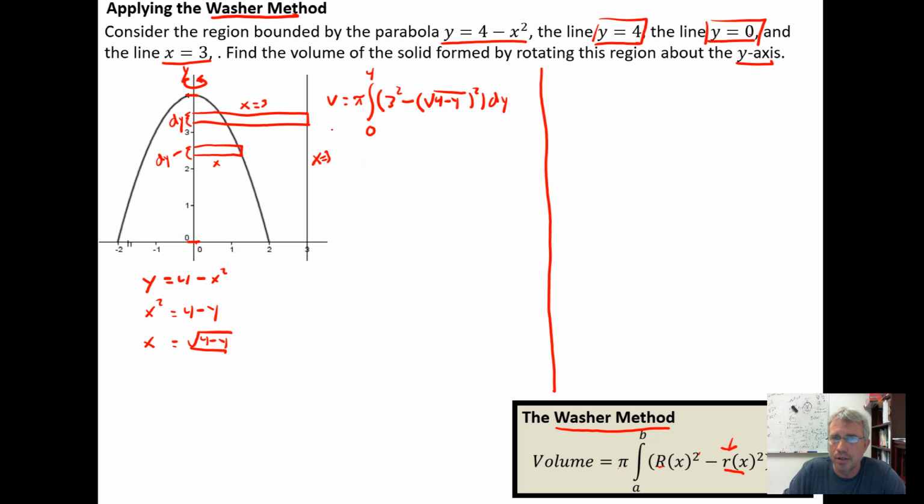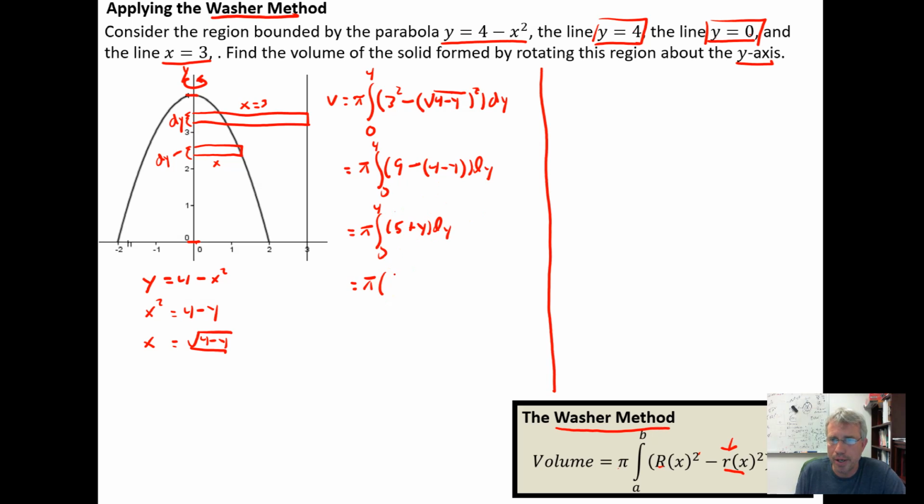And then it's just a matter of running the calculation through. So we get pi times the integral from 0 to 4. We can do some simplifying: 3 squared is 9, minus, and the squaring will cancel the square rooting, and distribute the minus sign into the parentheses and combine like terms. So we're going to get 9 minus 4 is 5, minus minus is plus y, dy, and then integrate.